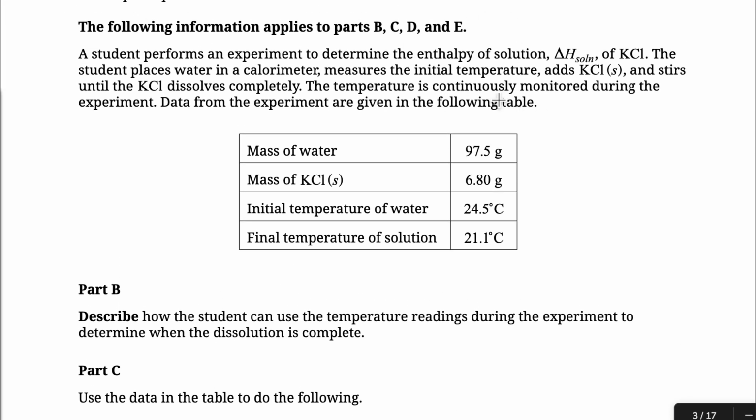B is a question about calorimetry, and it basically walks you through this process where a student wants to run a calorimetry experiment and then asks you to describe how the student can use the temperature readings during the experiment to determine when the dissolution is complete.